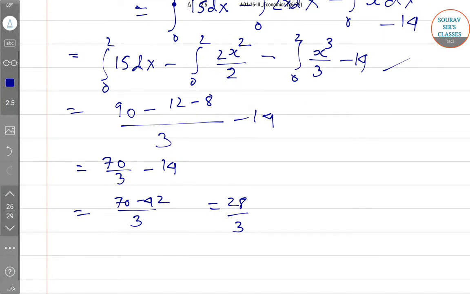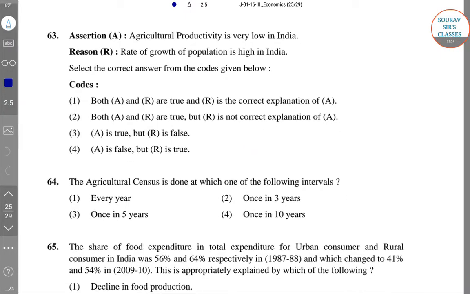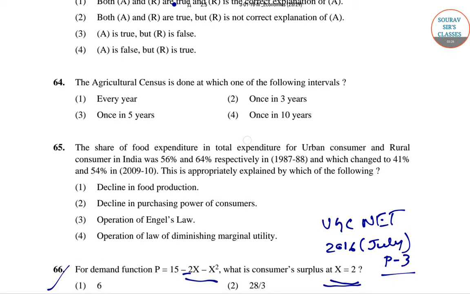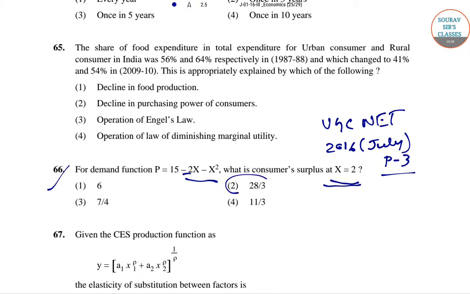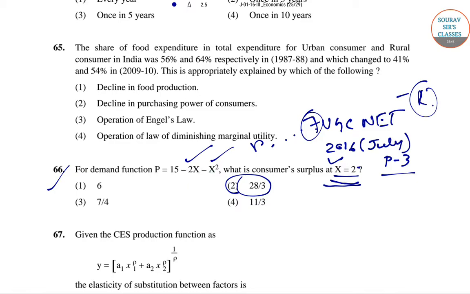Now if you go to the question paper again, there are 4 options given, out of which option 2 is the right answer. So what we did: the price is given and x is given. At this quantity we found the price to be 7. Then we multiplied this 7 with x, so we found the revenue function. Then we deducted this revenue function from the demand function, and found the value to be 28 by 3.